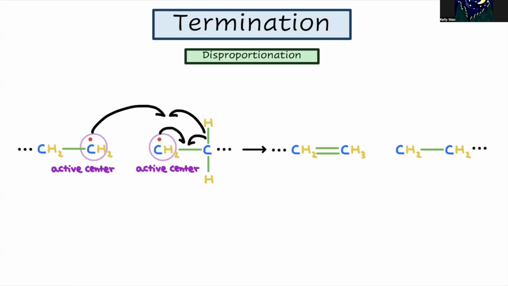Another kind of termination process is disproportionation. Unlike combination, disproportionation involves the transfer of a proton from the penultimate carbon on one chain to the other chain, such that the two propagating chains form two separate polymer molecules.